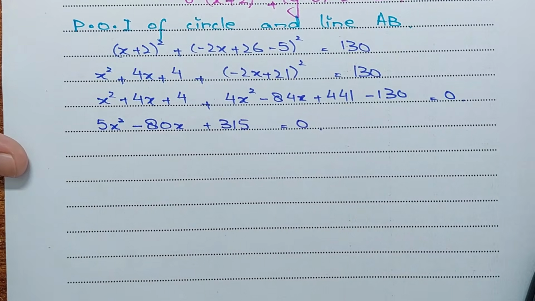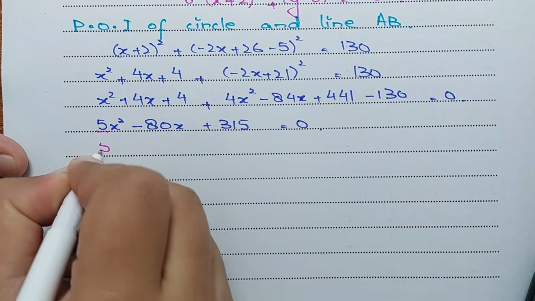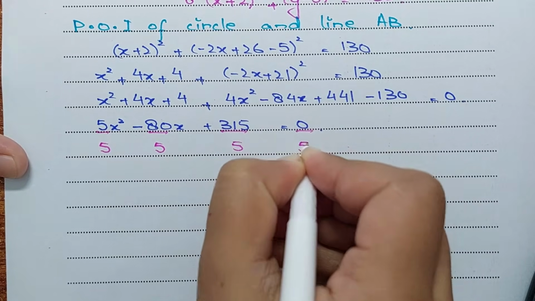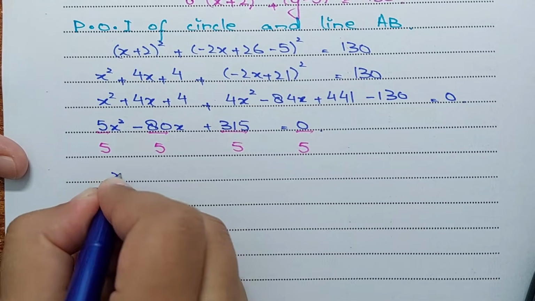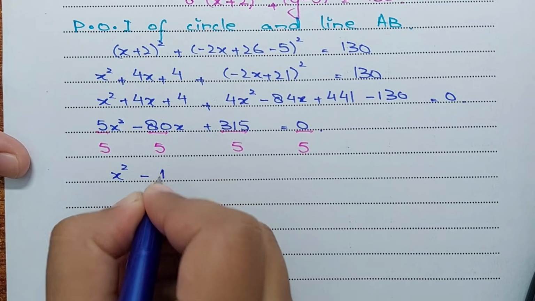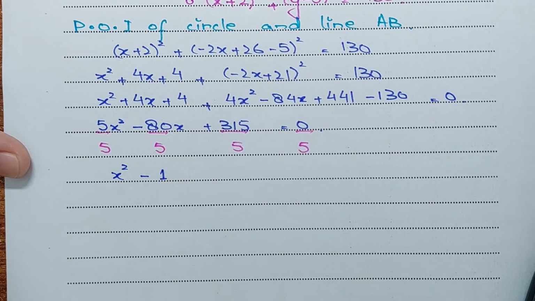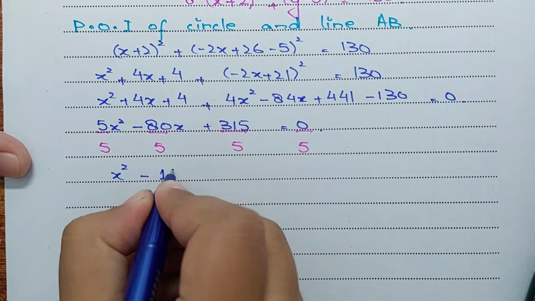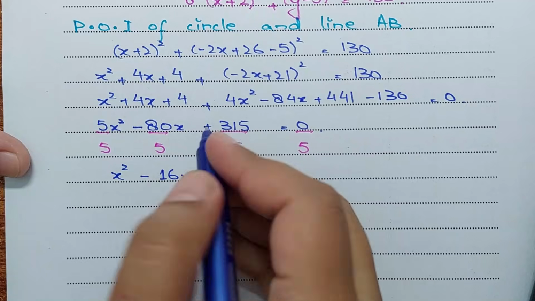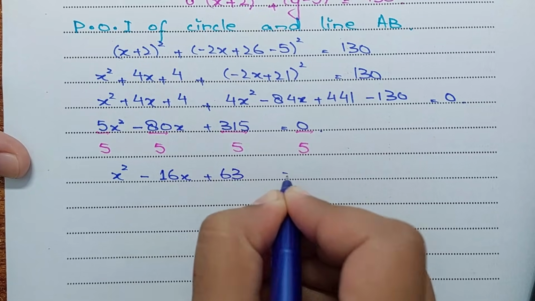You can see all the terms are divisible by 5. So let me divide all the terms by 5 on both sides. 5 by 5 is just 1, 5 times 6 is 30, and 315 divided by 5 is 63. So x² − 16x + 63 = 0.